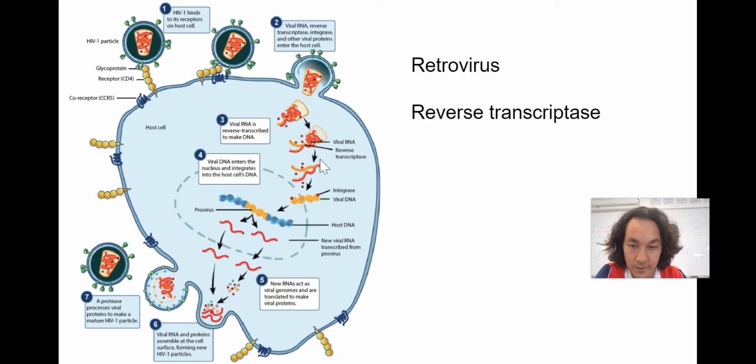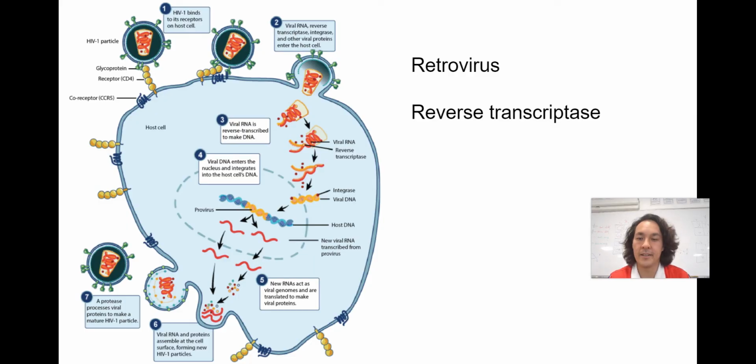So here would be the viral RNA coming into the cell. It's going to use reverse transcriptase to make a DNA copy. There will be another enzyme called integrase, which is going to help to integrate it into the host DNA, and then it's in there. Once it's in the host DNA, it can express this gene to make new RNA for new viruses and to make new viral proteins. And it's really hard to fight.